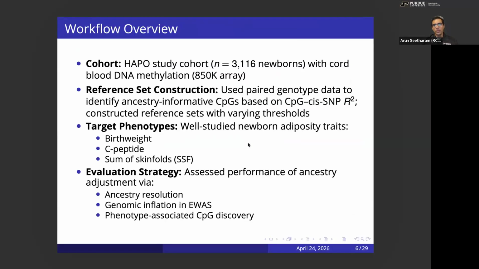So you selected the HAPO reference cohort. Why were you specifically drawn to this HAPO reference set? Were there other multi-ancestry methylation cohorts you considered, or is this the only one that's available? Oh, that's the only one we have. Oh, okay, that makes sense.